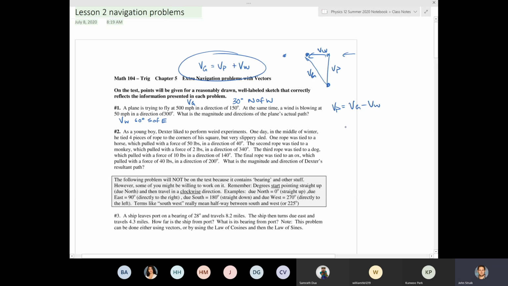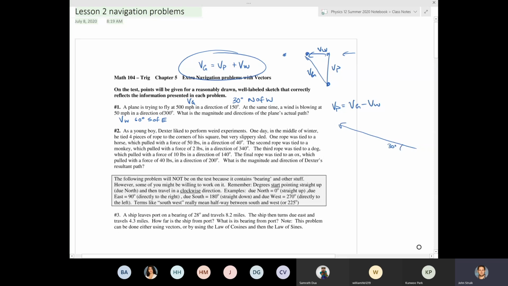So how do I draw that? Let's go 30 degrees. Actually, I'm going to draw that a little bit smaller. So it's going to be 30 degrees north of west. So that's 150 degrees. And this is 500 miles per hour. Maybe I'll have to draw that a little bit bigger. There we go. And then we're adding the negative V wind.